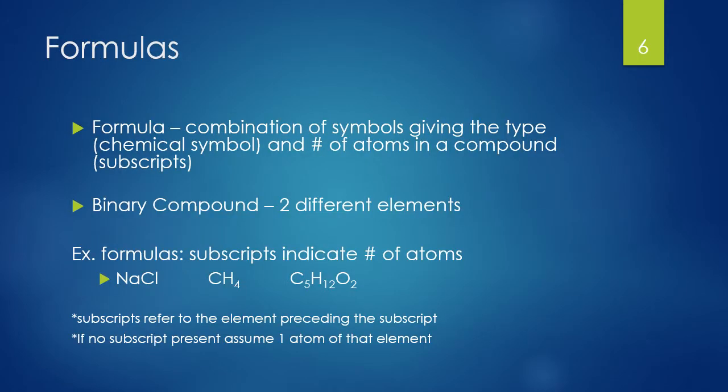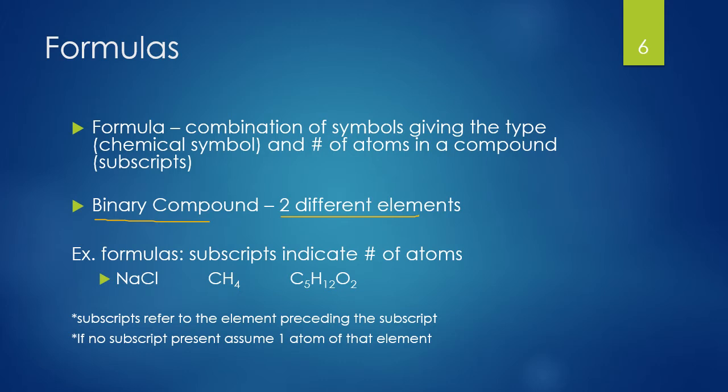So now we're going to look at formulas. So formulas are combinations of symbols giving the type and the number of atoms. Often going to refer to compounds as binary, sometimes tertiary, so on and so forth. So what binary compound means is when you have 2 different elements combined. So here are some examples of some formulas.